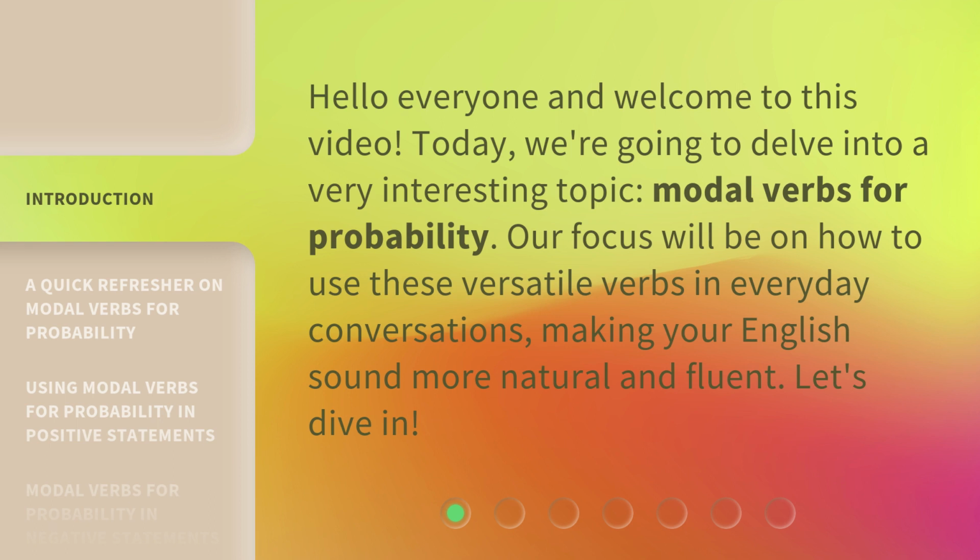Today, we're going to delve into a very interesting topic. Modal verbs for probability. Our focus will be on how to use these versatile verbs in everyday conversations, making your English sound more natural and fluent. Let's dive in.